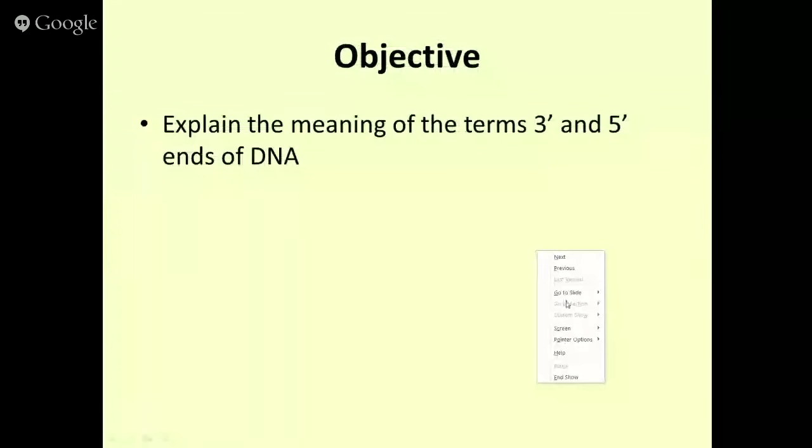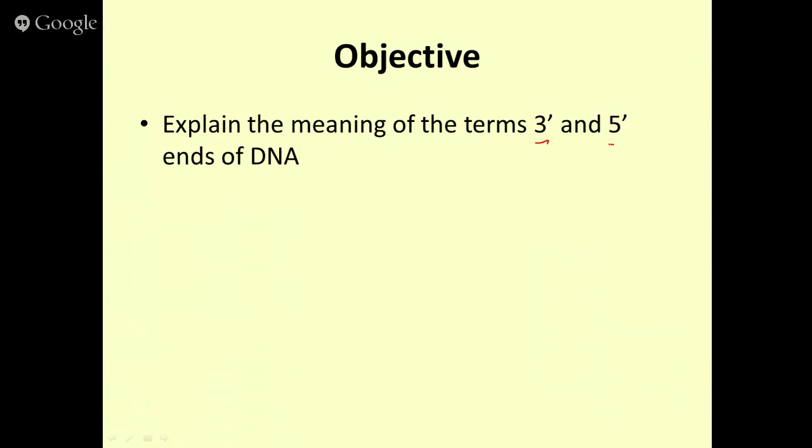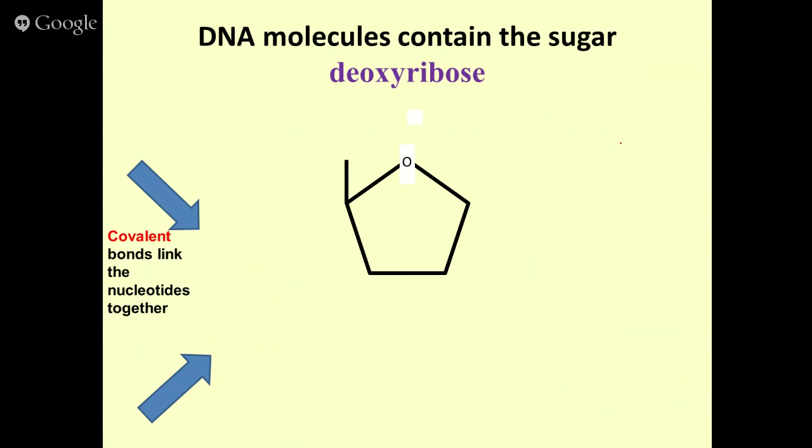Hey guys, in this video we're going to learn some of the terminology we're going to use to refer to DNA. So I'm sharing my screen with you here, and you'll be able to see our slides from chapter 10, which are on Blackboard. And you'll see that our objective for this video is to learn about these two terms we use to describe DNA, which is that DNA has a 3' end and a 5' end. So we have to see what that means.